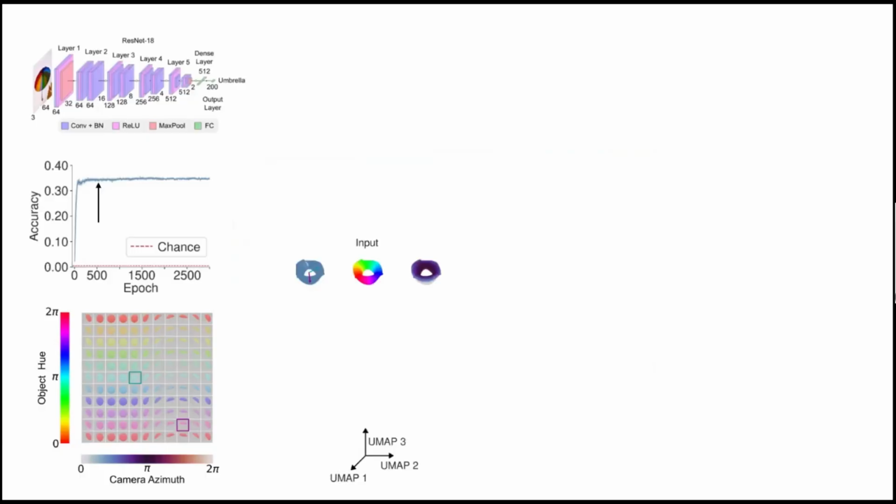So we use this nonlinear low-dimensional projection technique, UMAP. You can look at the topology of the input data set, which is this, right?